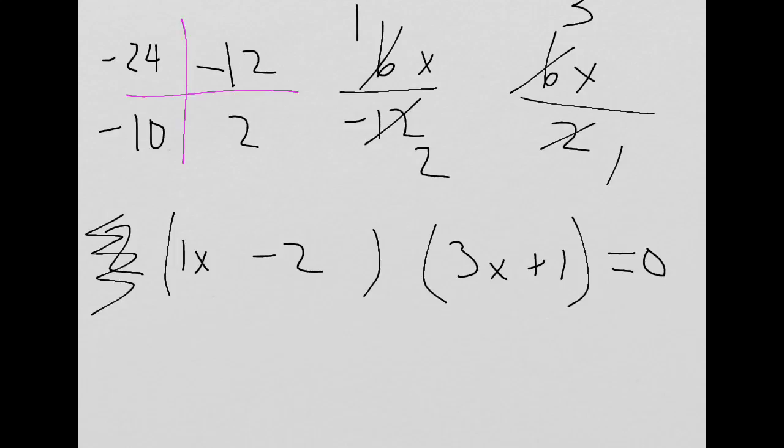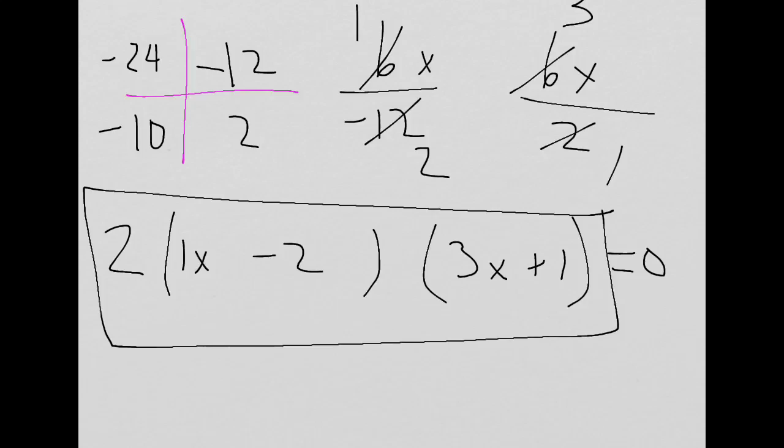I just need to set each of these parentheses equal to 0 and be done with it. But if I'm just having to factor it, then I need all three of them. But if I'm solving it for 0, then don't worry about the 2. Just set each of these parentheses equal to 0. So I'd have x minus 2 equals 0 and 3x plus 1 equals 0. And I'd have two different answers. So x would equal 2 and x would equal negative 1/3.